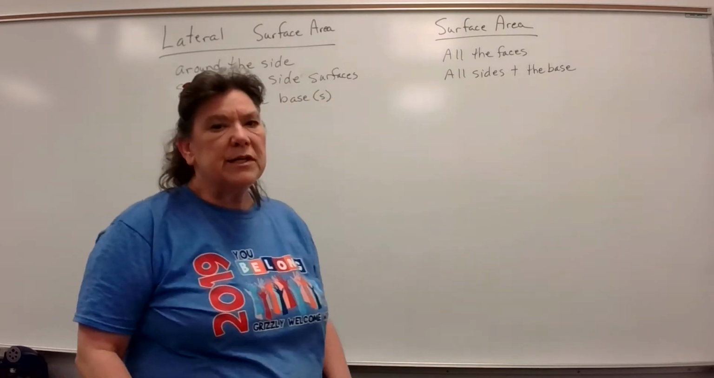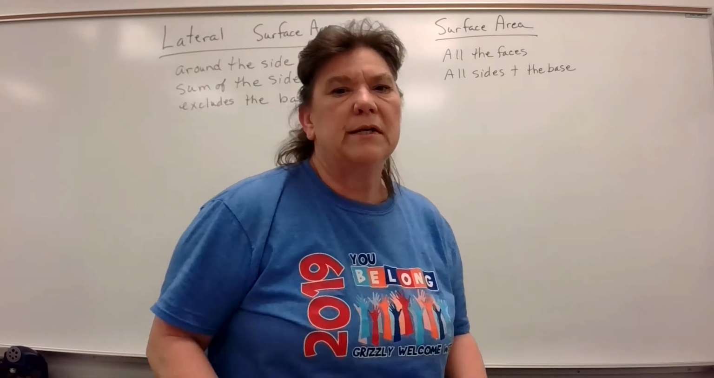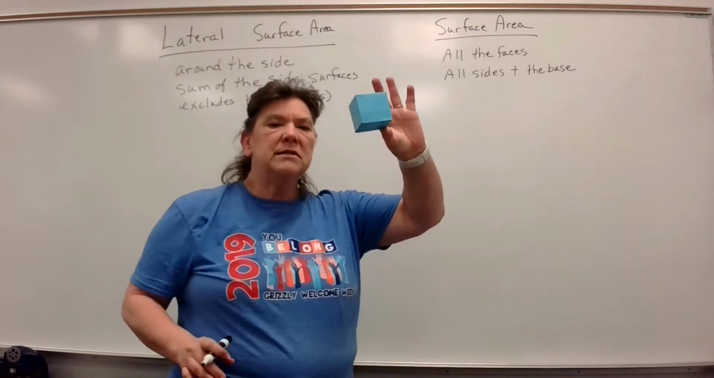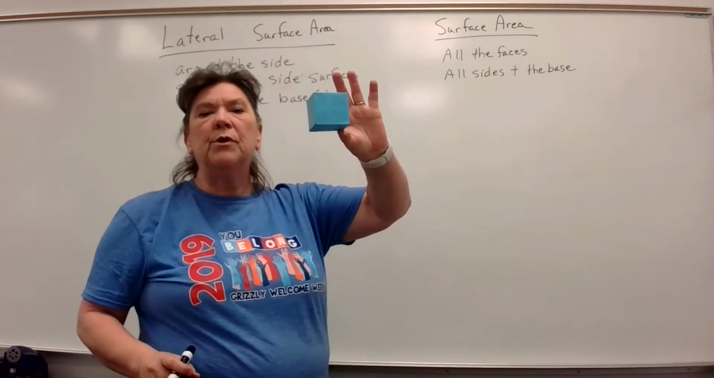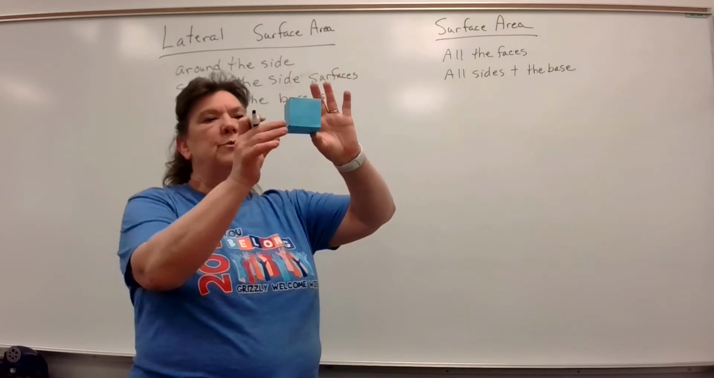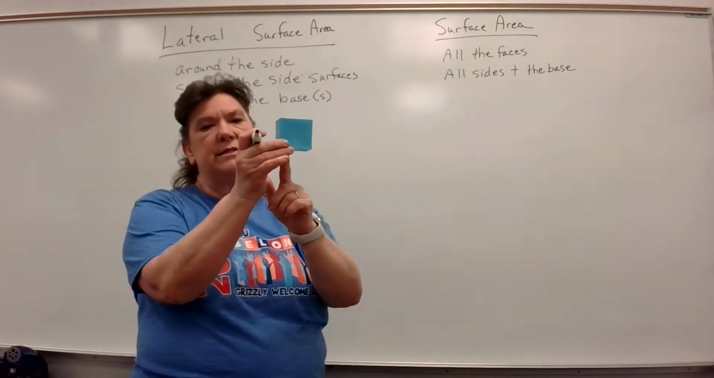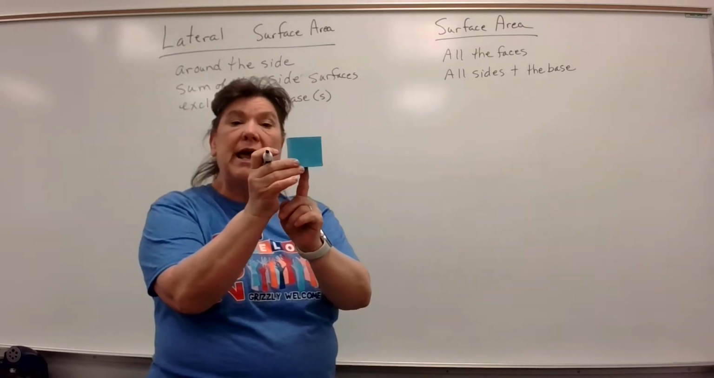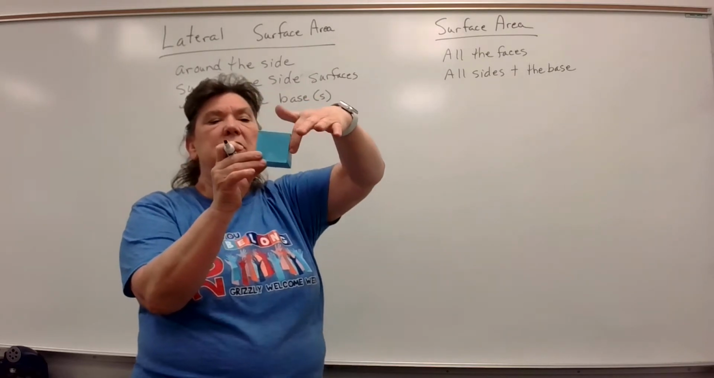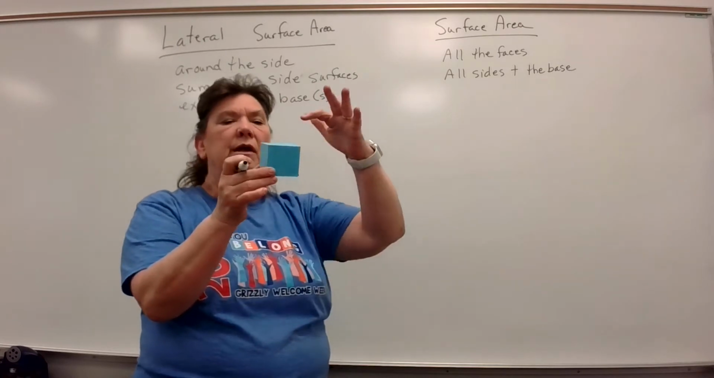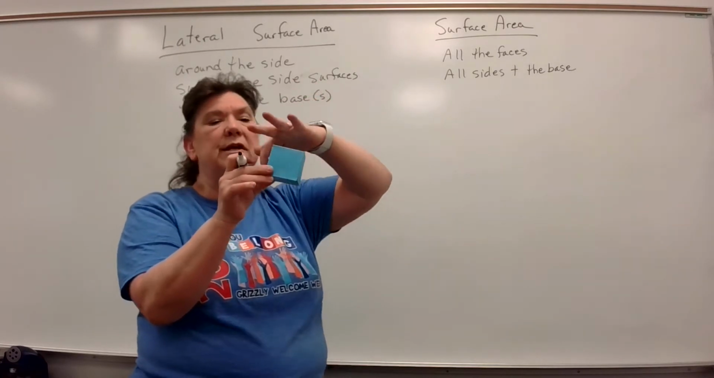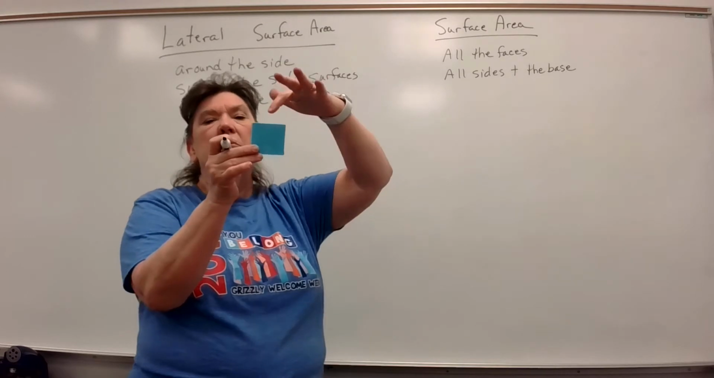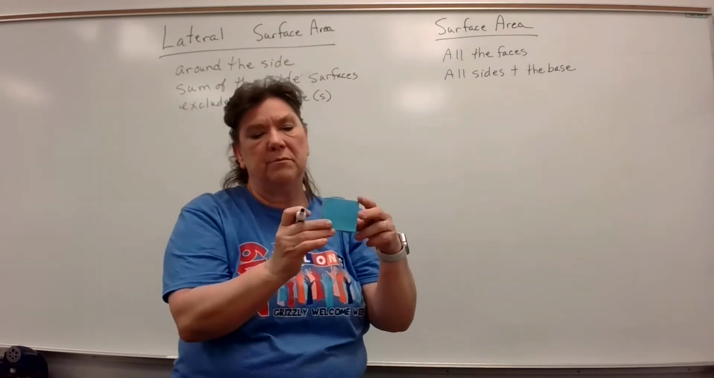Okay, so let's look at these as objects. This cube or square prism, what do we got here? We have two bases, the top and the bottom. If we're talking lateral surface area, it's only these around here. If we're talking surface area, it is this around this way, plus the top and the bottom.